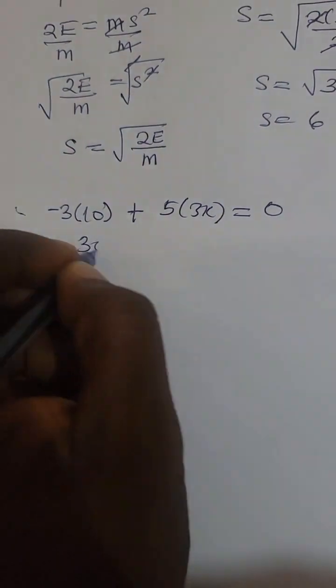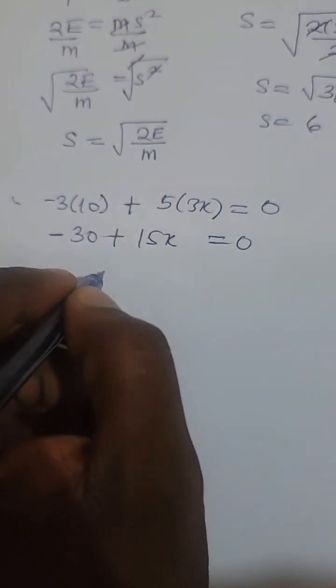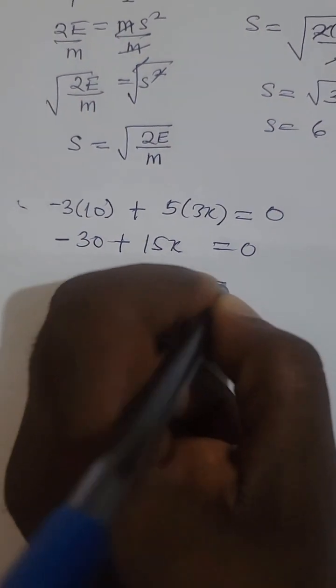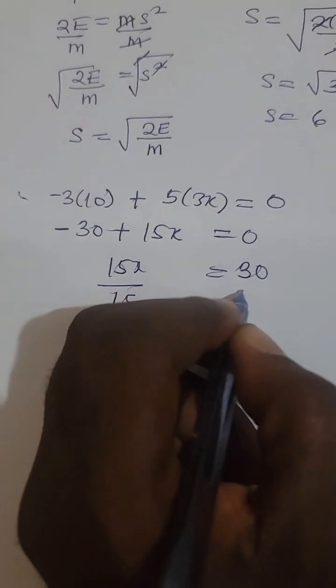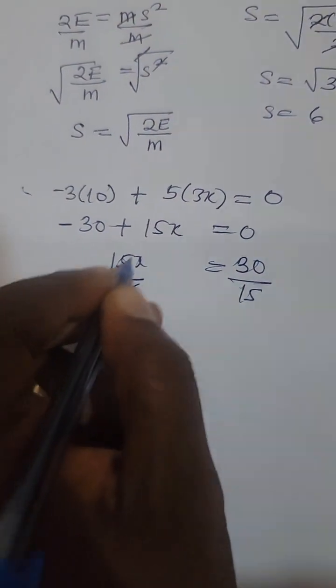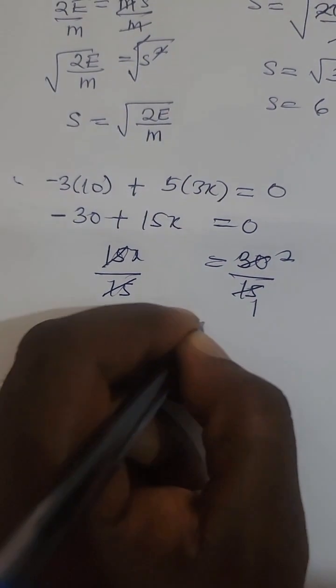So we can have -30 plus 15x should be equal to 0. 15x should be 0 plus 30, and that's 30. So divide through by 15, divide through by 15. 15 here 1, 15 here 2, so x is 2.